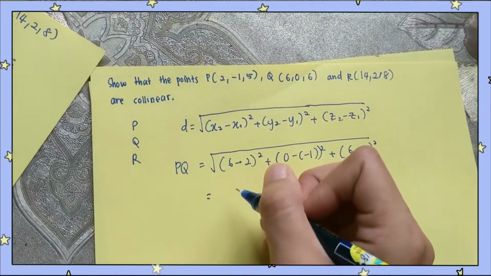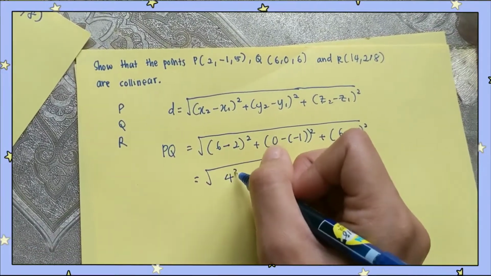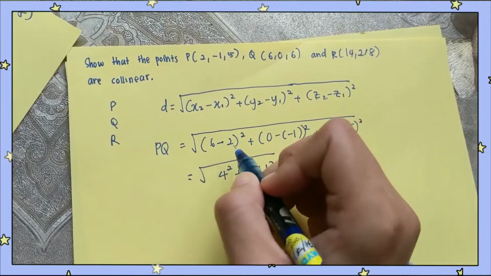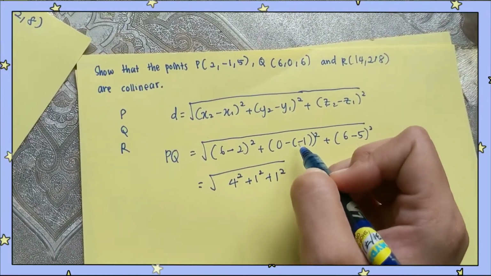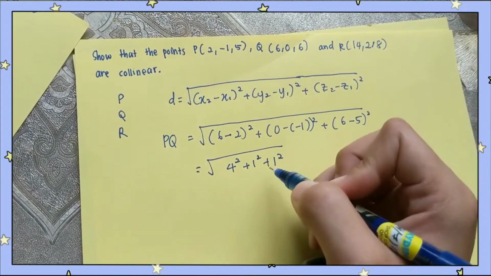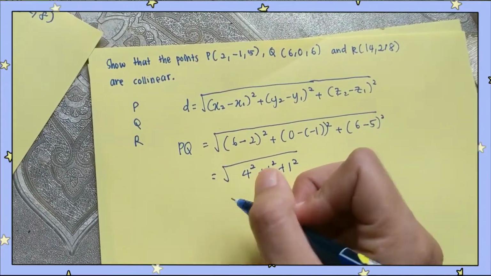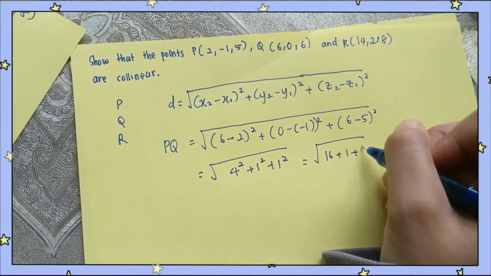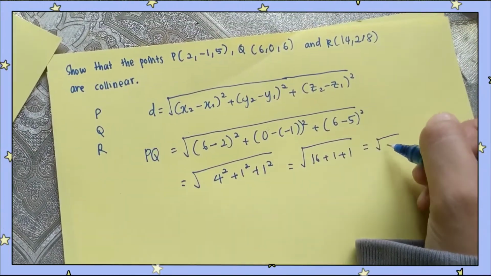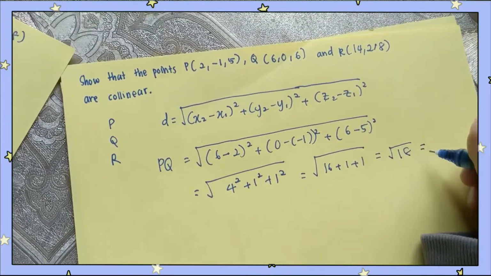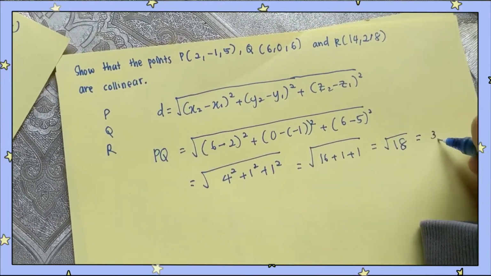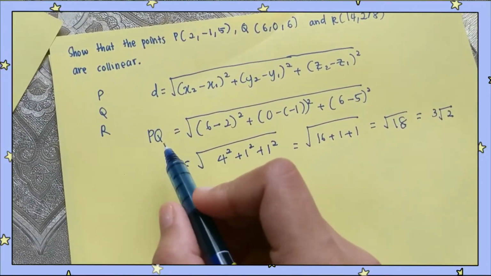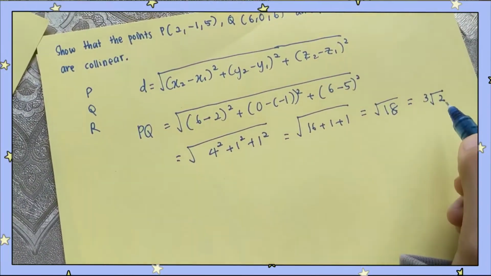So we get the square root of 4 squared plus 1 squared plus 1 squared. 6 minus 2 is 4. 0 minus negative 1 is 1. 6 minus 5 is 1. And then square it. So we get 16 plus 1 plus 1, which is equal to the square root of 18, and can be written as 3 square root 2. So the distance of P and Q is 3 square root 2.